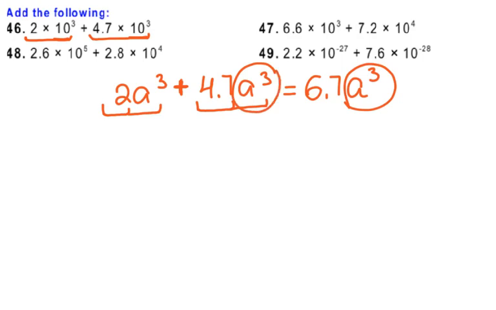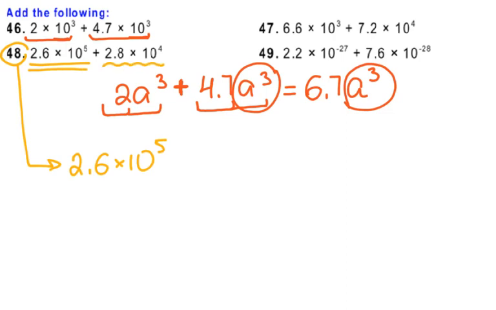So let's say I have this question, number 48. I have 2.6 times 10 to the 5th. These are one type of apples, but these are different types of apples. I cannot just add them and say this is how many apples I have, to the 5th or to the 4th. So I have to convert them. So I'm going to say this is 0.28 times 10 to the 5th. So I converted the second number to 10 to the 5th.